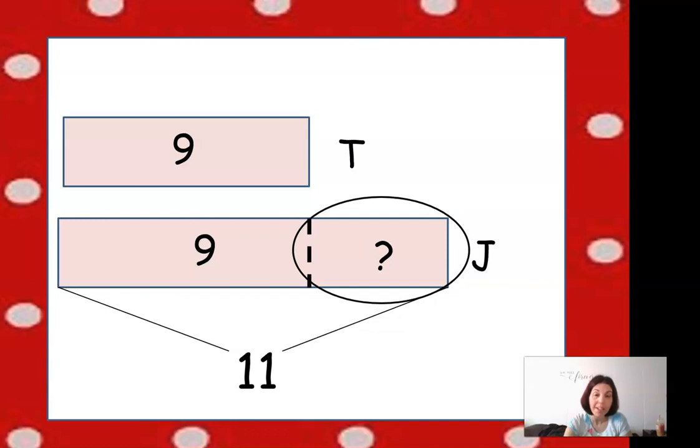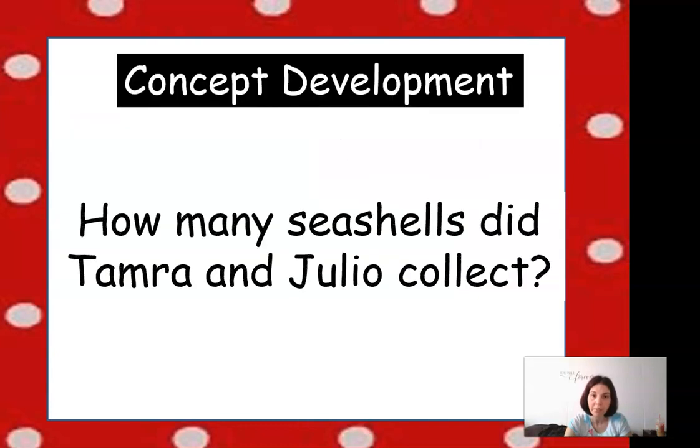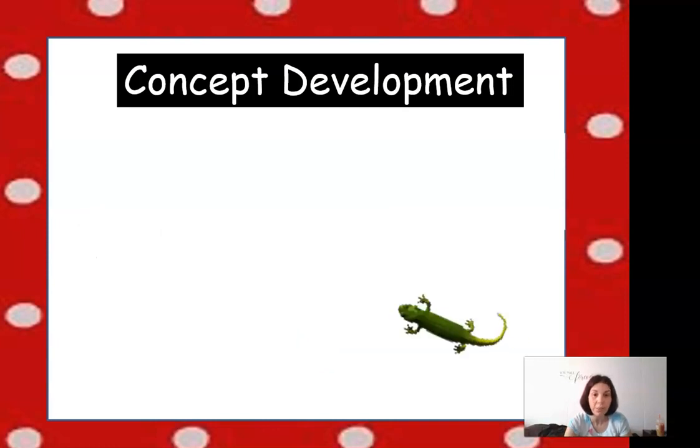So if Tamra wanted to collect more to have the same number as Julio, this is where we would put it, right here. She would have to collect 2 more seashells to have the same number as Julio. How many seashells did Tamra and Julio collect? They both collected 9 seashells. And then Julio collected a little bit more.